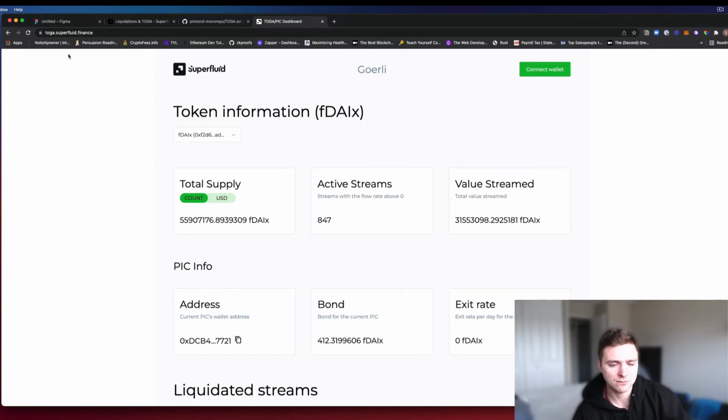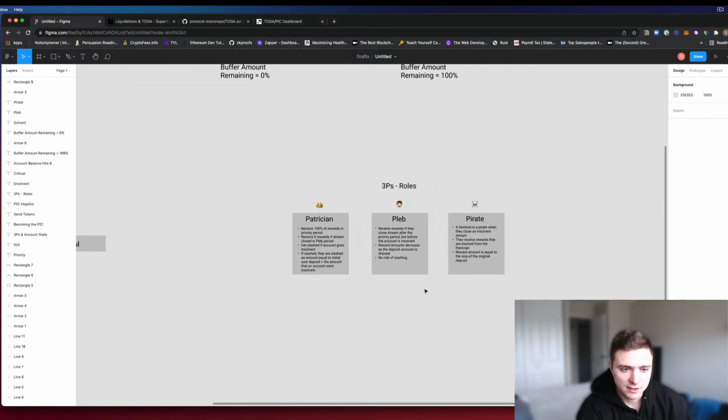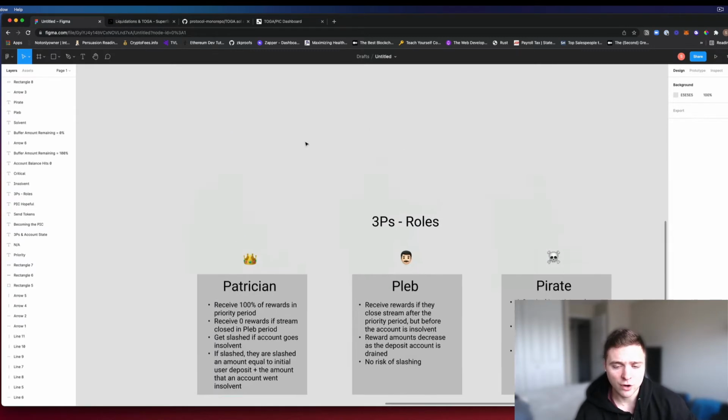Again, just as a recap, we've got patricians, plebs, and pirates. The patrician puts up an amount of capital, which serves as a kind of extra backstop mechanism, and also an incentive for them to receive additional rewards if they put it up to become the PIC. And then the individual Sentinel can close the stream in either the pleb period or the pirate period, and depending on when they close it, they'll receive rewards that either come directly from the buffer, right, or directly from a slashed amount that comes out of the PIC's stake. Okay? So we're here if you have any questions on this.